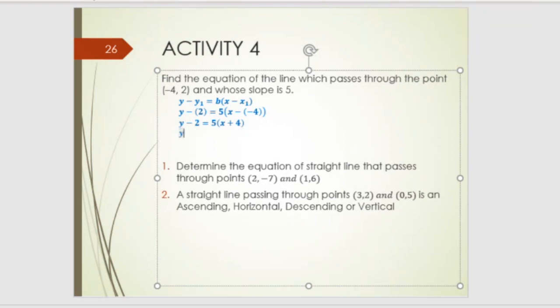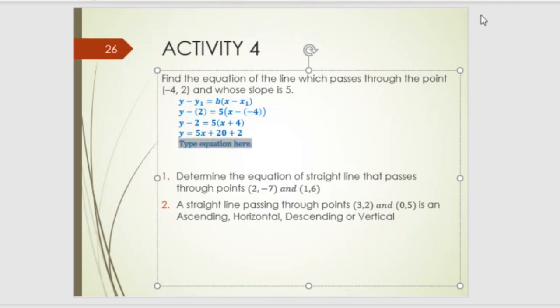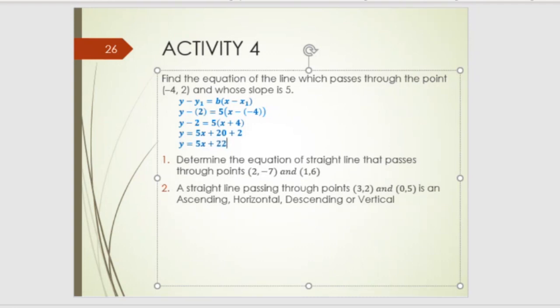Then we have y. Then you take this minus 2 to the other side, and it will change the sign. So on the right, we'll remove the brackets. 5 multiplied by x, which is going to be 5x. 5 multiplied by 4, which is going to be 20. Then you add the 2 that we are taking from the left. So we have y equals 5x plus 22. So this is going to be our new line.